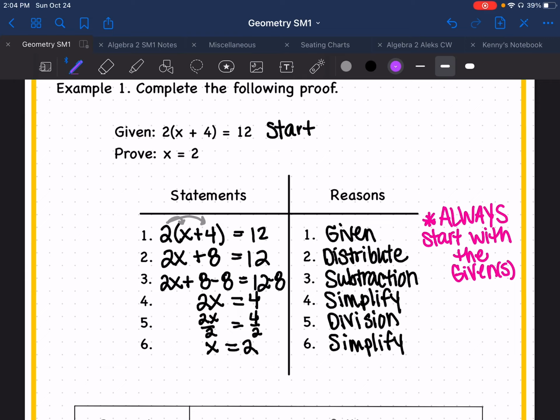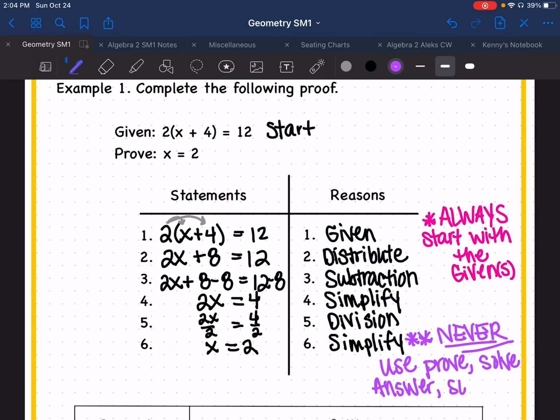So I would like you to add right here, and this one's pretty important. You never, ever, ever use prove or solve or answer or solution as a reason. Never, ever, ever. That's like saying, well, it is because it is.